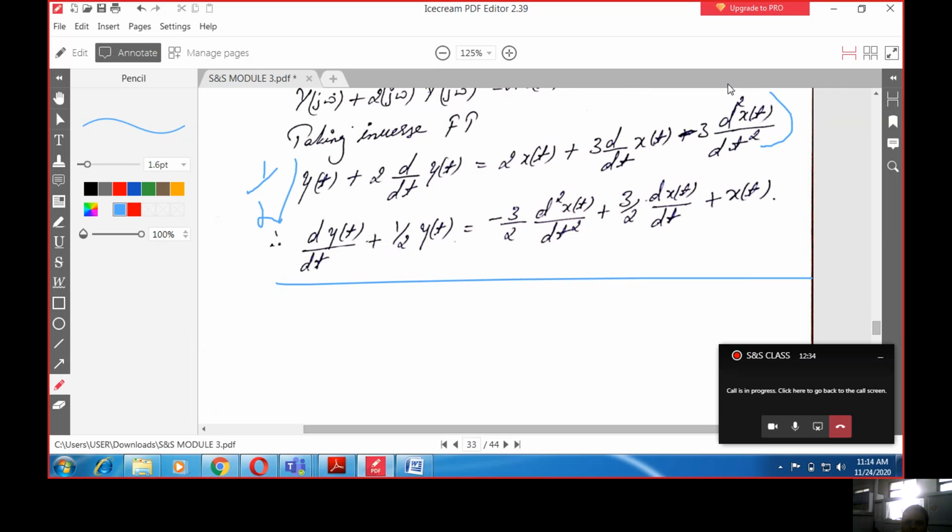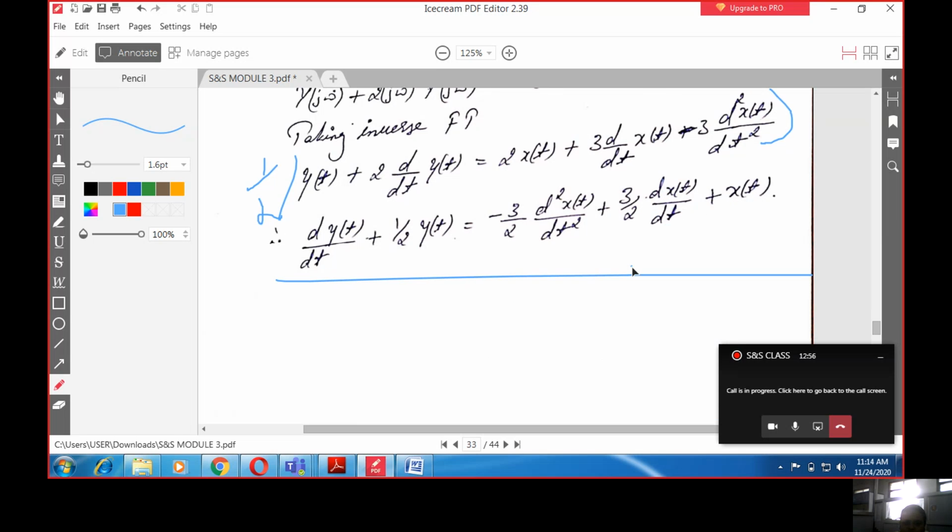Then multiply the whole equation by 1/2 and rearrange the terms. Then you will be getting dy(t)/dt + (1/2) y(t) = −(3/2) d²x(t)/dt² + (3/2) dx(t)/dt + x(t).